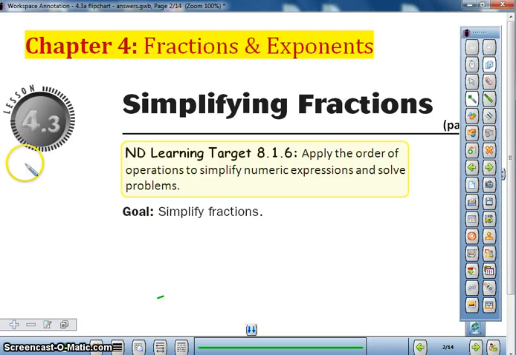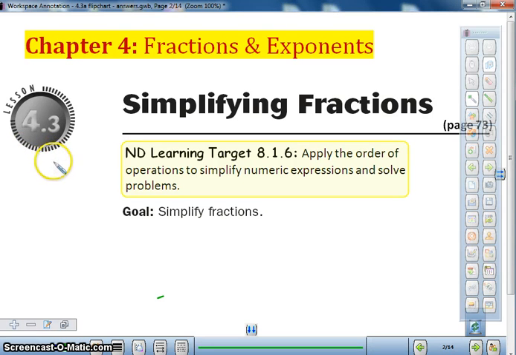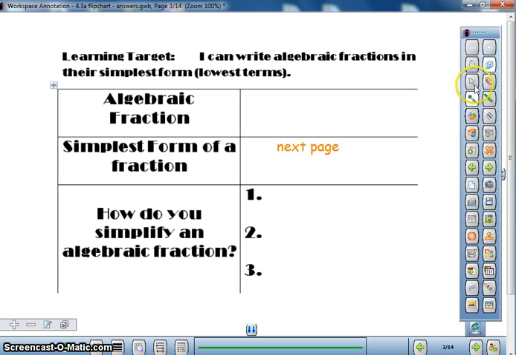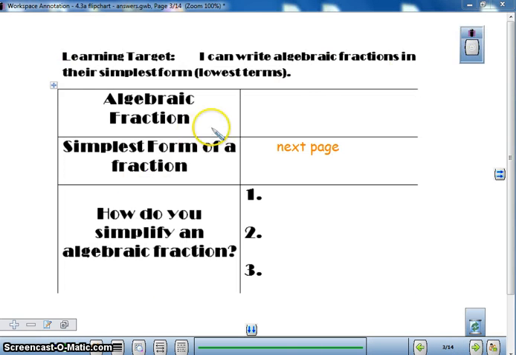We are now looking at simplifying fractions, which is lesson 4.3. We're mostly going to be looking at what's called our monomial fractions. The key thing for our algebraic or monomial fractions is that a fraction that's algebraic is going to have variables in the fraction. So a fraction with variables and numbers is the key thing.